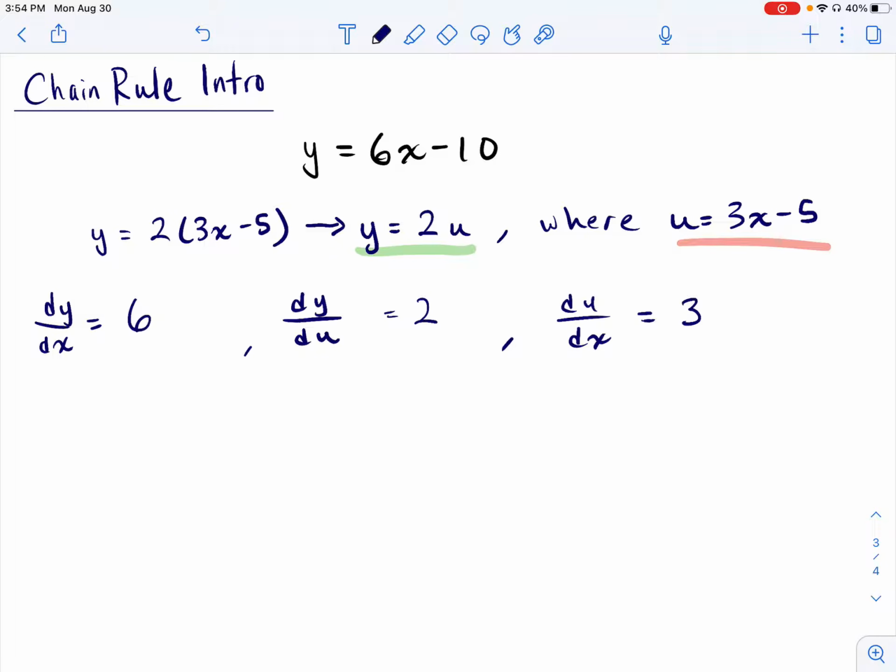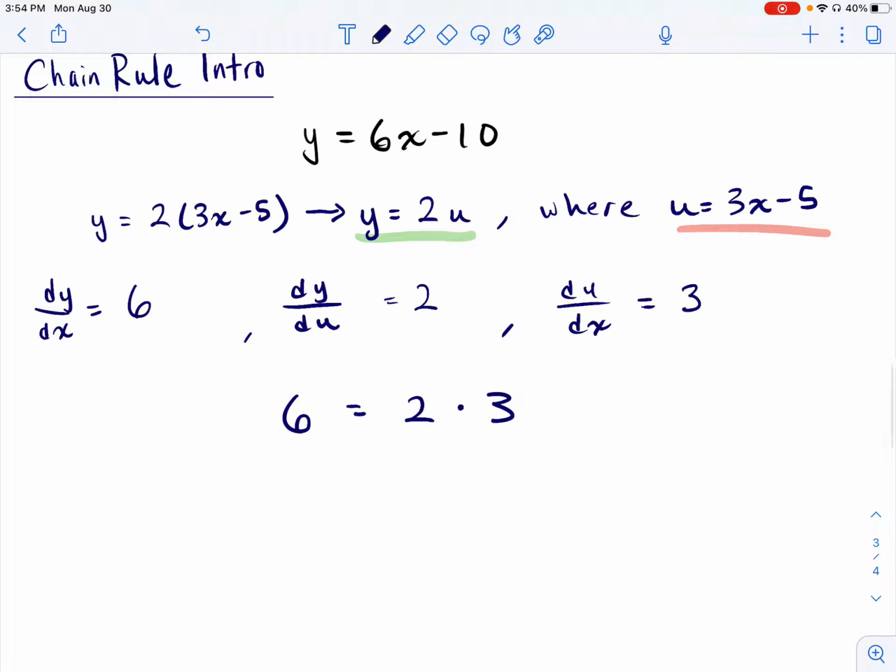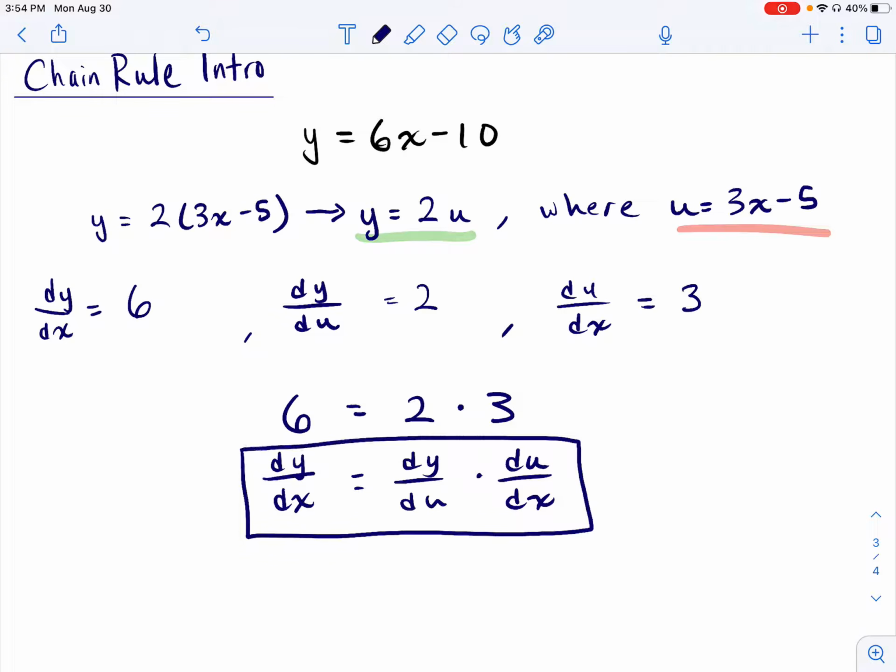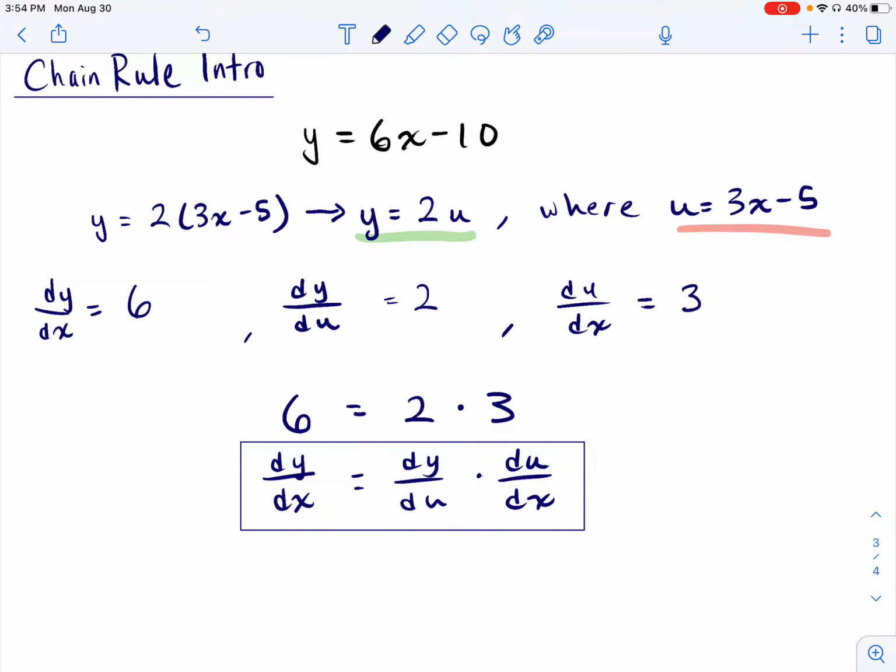Now take a moment and look at these derivatives that we just found, and see if there's a relationship between them. Well, it's pretty clear. We can say that 6 is equal to 2 times 3, right? And so what are we actually saying here? If we substitute their equivalent derivatives, we'd say dy/dx, the derivative of y with respect to x, is equal to dy/du, which is what 2 was equal to, times du/dx. And this, my fellow mathematicians, is exactly what the chain rule is. This is the chain rule.